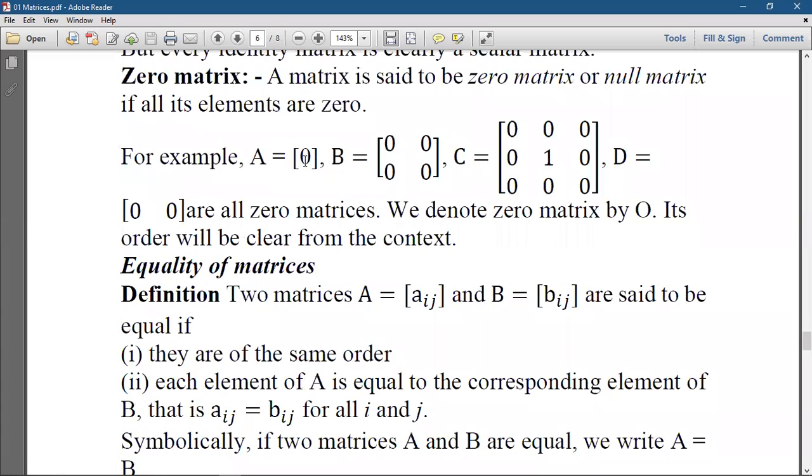For example, A equals 0, B equals [0, 0], C equals 0, and D equals [0, 0] are all zero matrices. We denote the zero matrix by capital O. Its order will be clear from the context. This is a first order matrix, this is a second order matrix, this is a third order zero matrix.